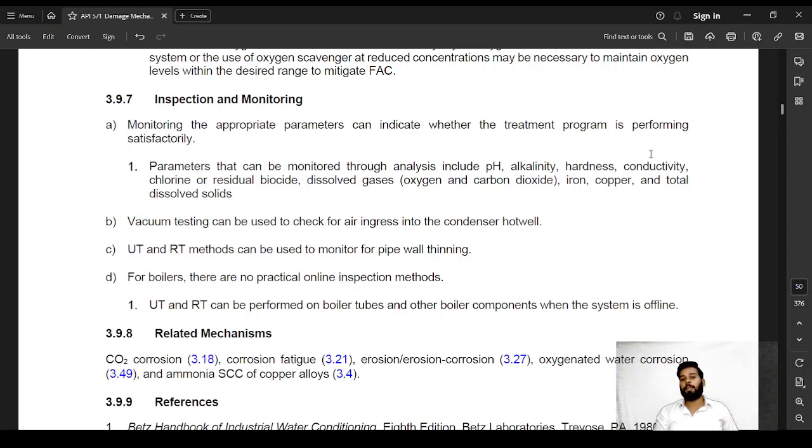So monitoring the appropriate parameters can indicate whether the treatment program is performing satisfactorily. Parameters that can be controlled through analysis include pH, alkalinity, hardness, conductivity, chloride or residual biocide, dissolved gases, iron, copper and total dissolved salts. Vacuum testing can also be used to check for air ingress into the boiler condenser hot well. UT-RT can be used for identifying pipe thinning. For boilers, there are no practical online inspection methods. UT-RT can be performed on the boiler tubes when the boiler is offline.